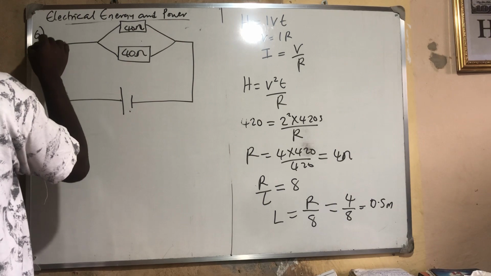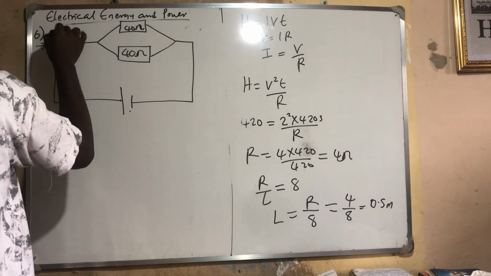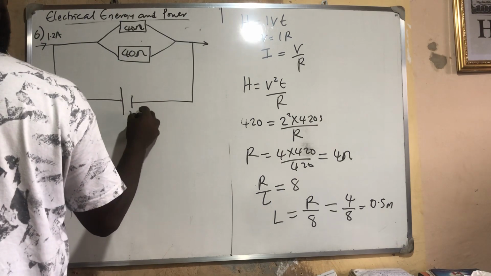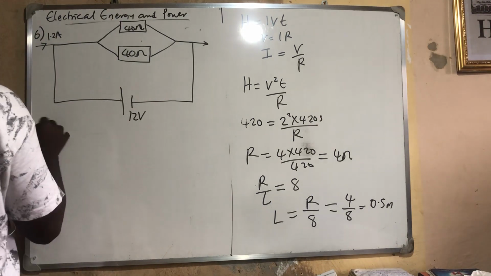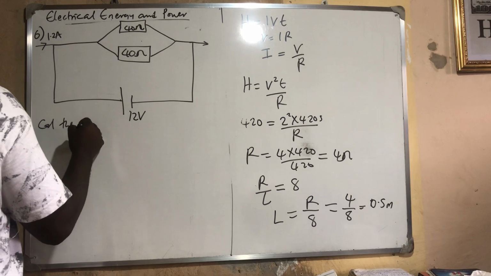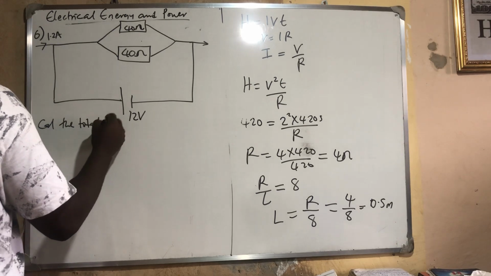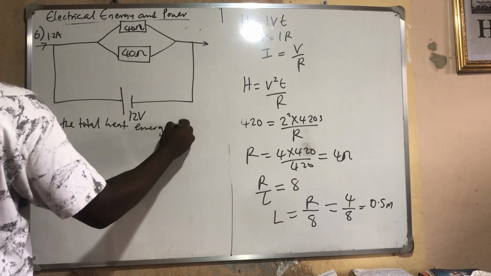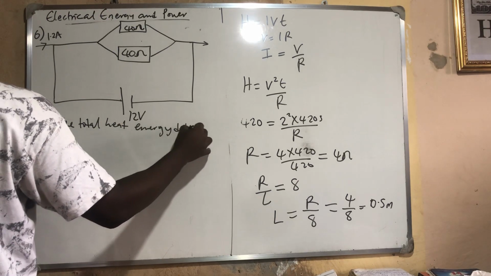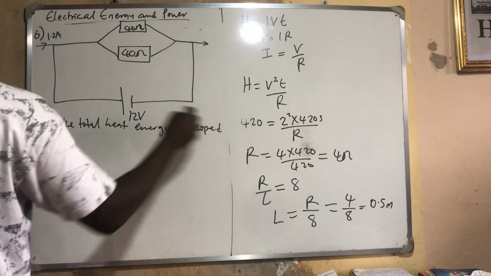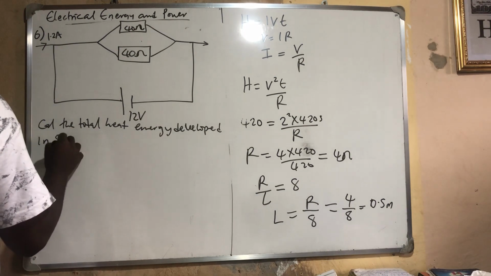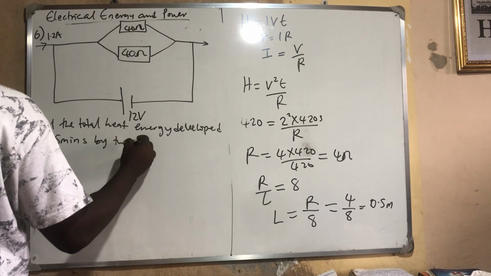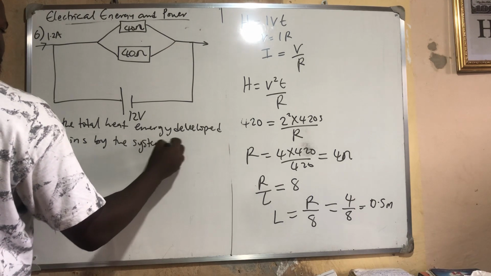The current that entered there is 1.2 ampere. Then the same current flows out here, and I have 12 volts here. Then I say calculate the total heat energy developed in 5 minutes by the system above.